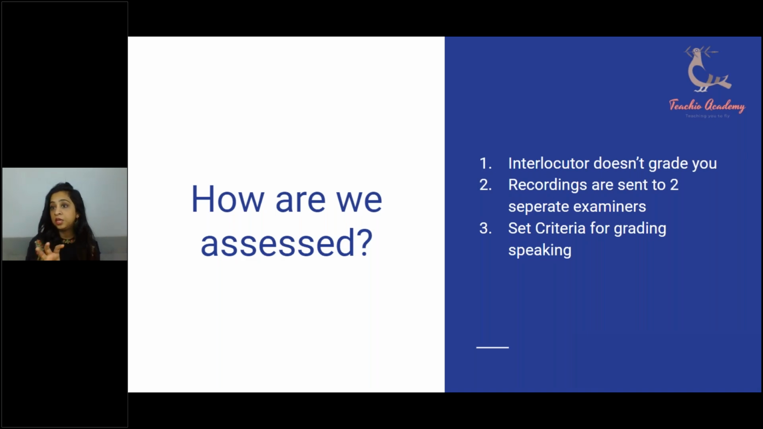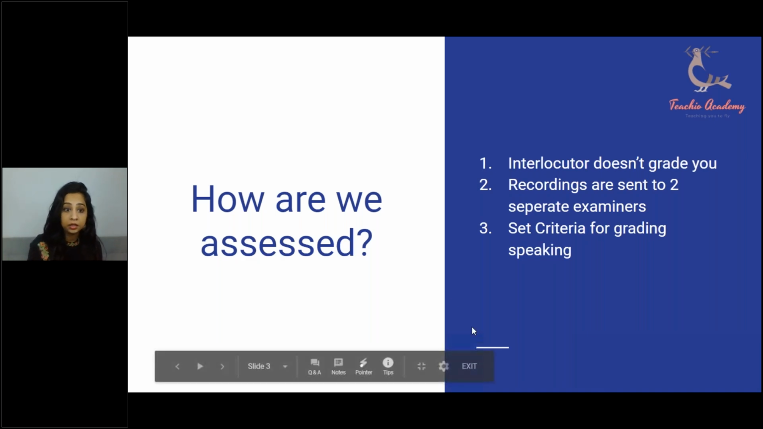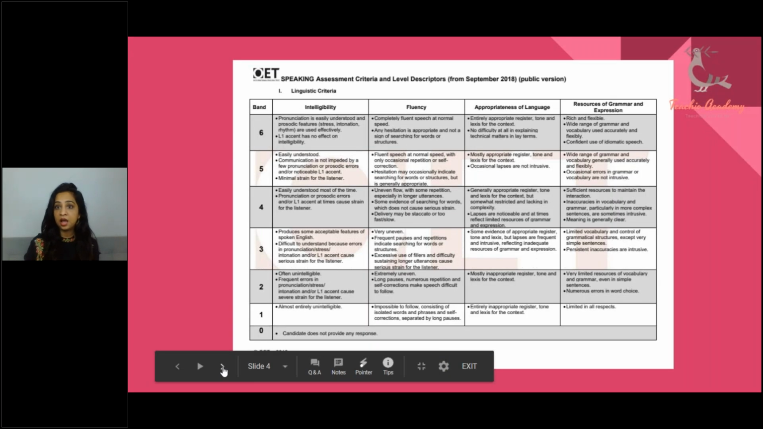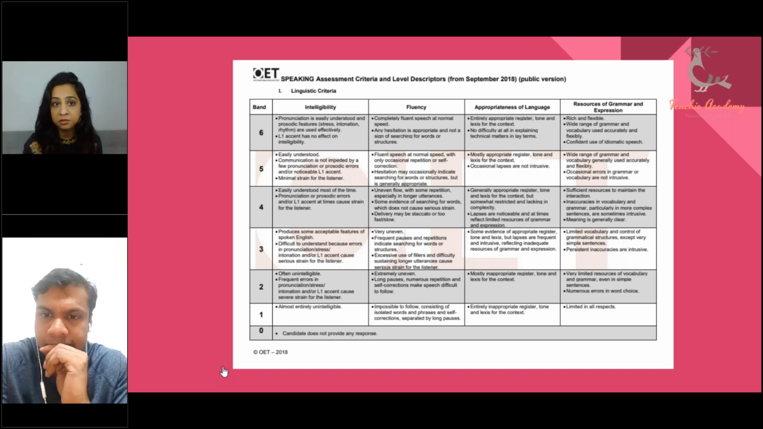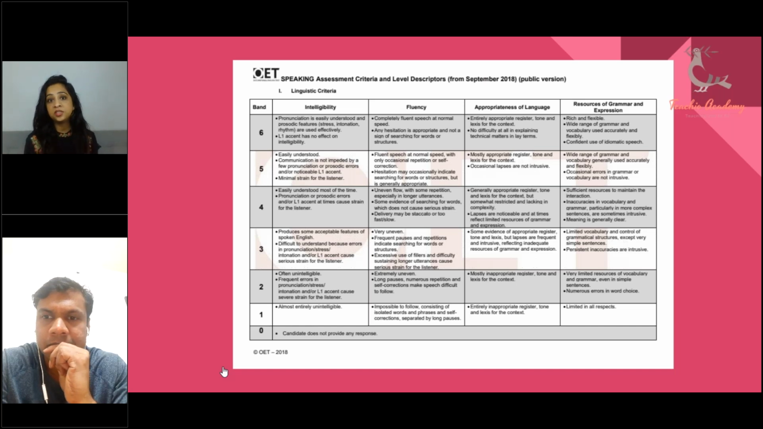And because this is going to be graded by two separate people, they have set criteria for grading your speaking. Let's just look at the criteria and then we'll move on to how we're going to be doing our sample answers. So there are two basic broad categories by which your speaking is graded: your linguistic criteria and your clinical communication criteria. Linguistic criteria basically means your level of language. Okay.